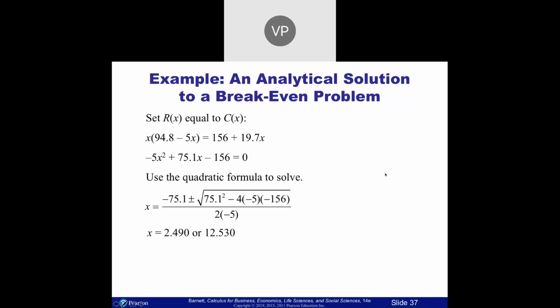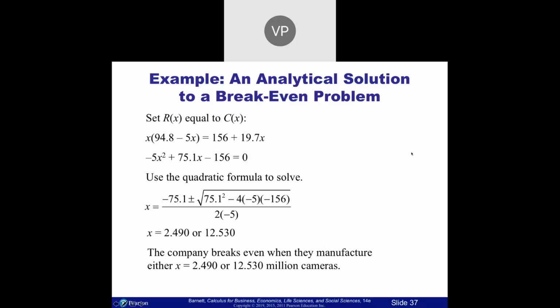All right, so when you solve, don't forget, you're going to get this plus or minus. That means you have two equations. One of them has a plus, one of them has a minus, and you're going to get two different answers right here. So now the company breaks even when they manufacture 2.49 million cameras or 12.53 million cameras.